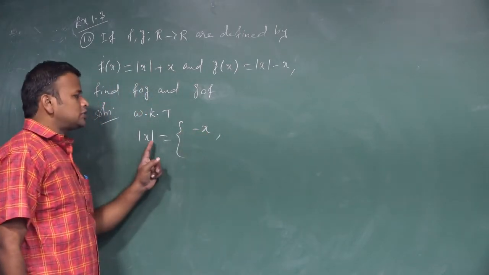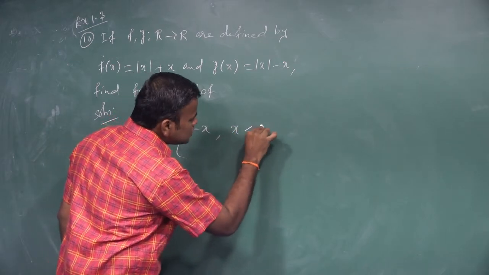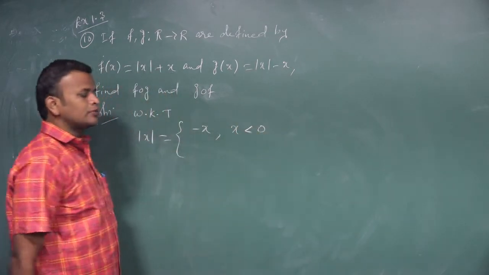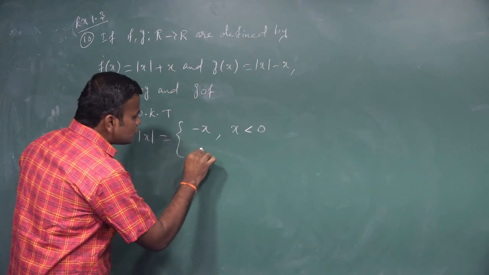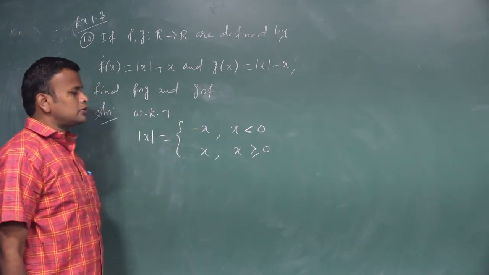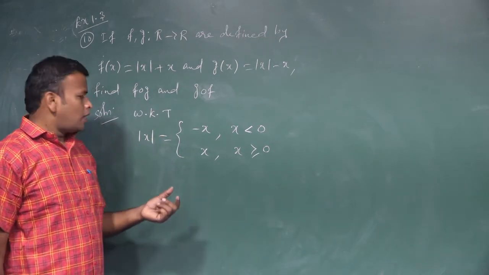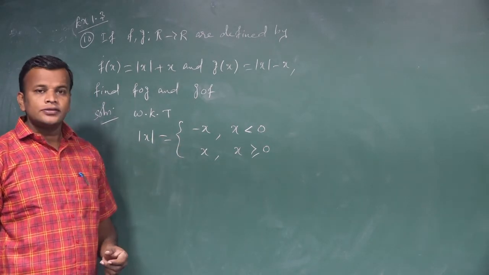So the value of |x| is -x when x is less than 0. And this |x| value is x whenever the value of x is greater than or equal to 0. Now you may have a little confusion. How does |x| become -x?